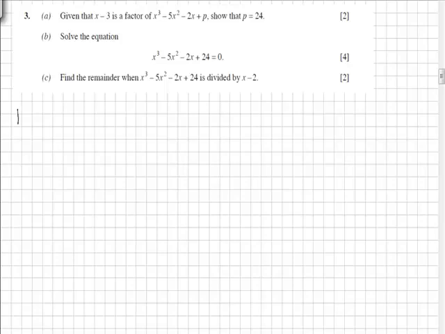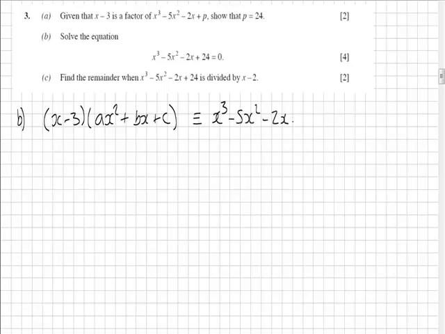In part B of this equation, we're asked to actually solve the polynomial that we were given in part A. However, we know that x minus 3 is in fact a factor, and our aim here is to factorise this down into 3 brackets. So what we know then is x minus 3 is obviously a factor. That's obviously going to be multiplied by some quadratic now, ax squared plus bx plus c, and that will be the same as our polynomial.